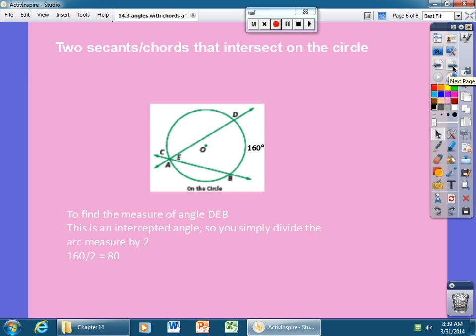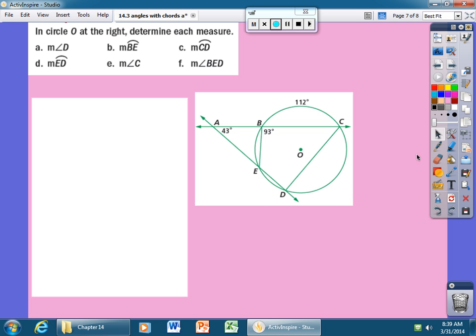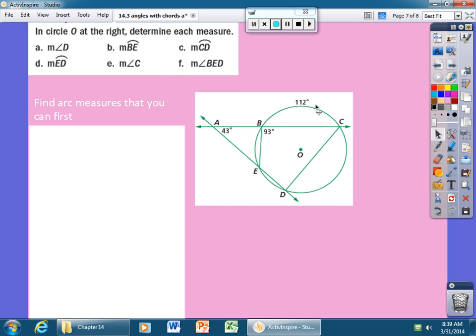So now let's do an example that uses that. Here's a kind of complicated looking example that we want to look at. The first thing I want to do is look at it and find any arc measures that I can before I even get started. They give me this one as 112, and they give me this one right here as 93. If I extend it on out like this, that is an intercepted angle. So that means this arc that's out here, this big arc, is twice 93, so that's 186.